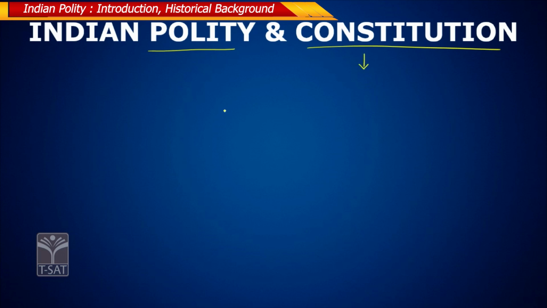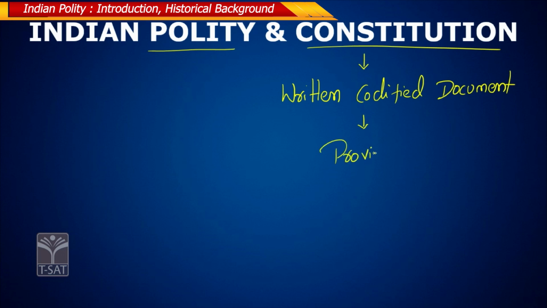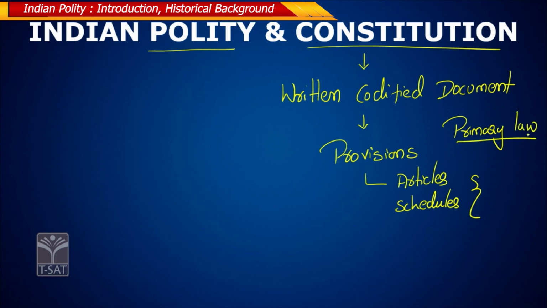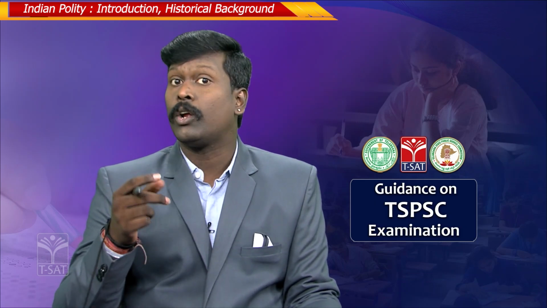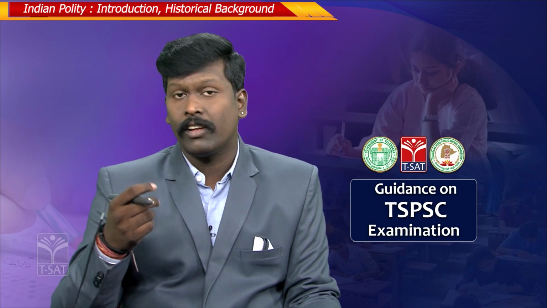The Indian Constitution is a written codified document which consists of certain provisions like articles, schedules, etc. Indian Constitution is the primary law of the land. It is the primary law of the land, a written codified document which consists of certain provisions like your articles, schedules, etc.